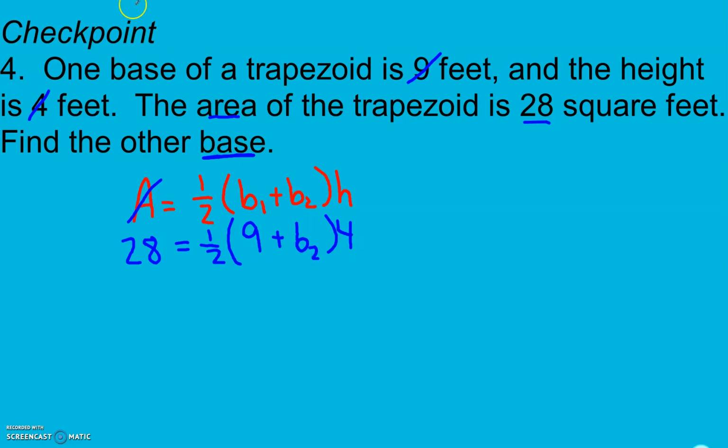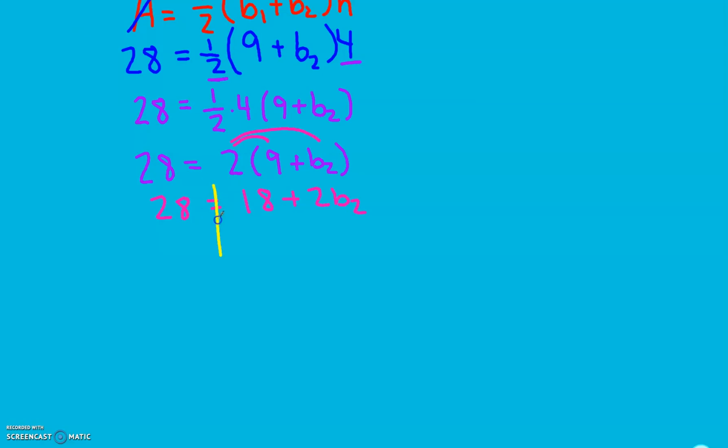Now, I'm going to commute on my right side to write it just a little bit neater. I'm going to put my constant factors together, and then my parentheses at the end. And we can commute with multiplication, which means we move them around. So here, half of 4 is just 2. Half times 4 is 2. I have parentheses. I want to get rid of it, so I'm going to distribute. And now that both sides are as simple as I can get them, I can solve.